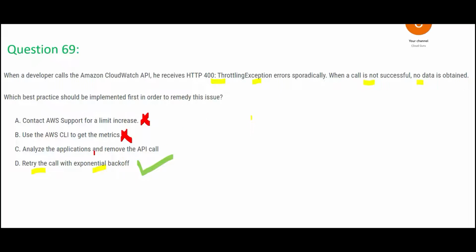And option C says analyze the applications and remove the API call. So API call you cannot remove, right? Because you need this call to get the metrics from the CloudWatch APIs. You need this call. So this would be my final answer.